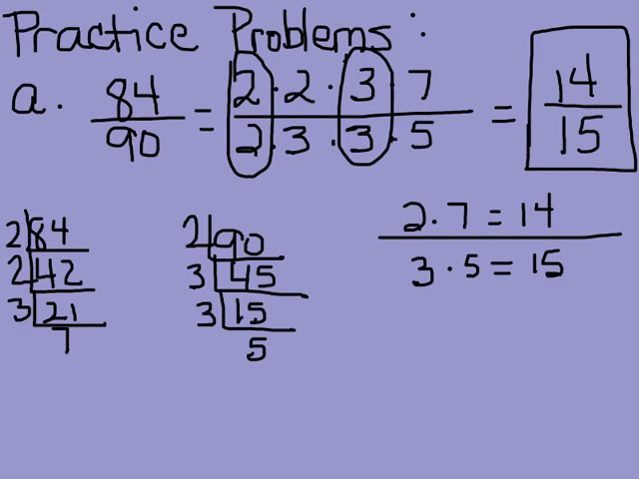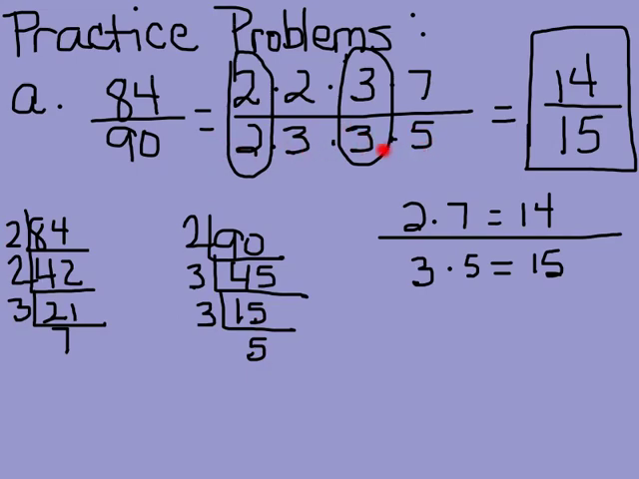Alright, in A we have 84 over 90, and factoring that out, I've done that for you down here. 84 divided by 2 is 42, divided by 2 is 21, divided by 3 is 7. So we've got 2 times 2 times 3 times 7. And then 90 factored: 90 divided by 2 is 45, and 45 divided by 3 is 15, and 15 divided by 3 is 5. So for 90 we have 2 times 3 times 3 times 5.